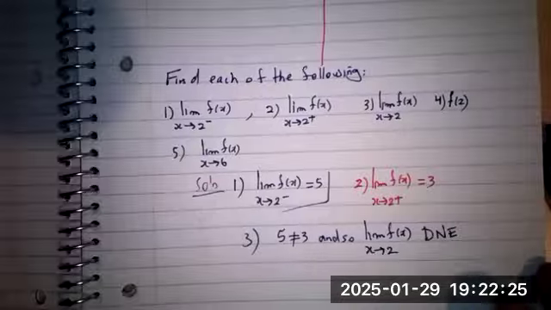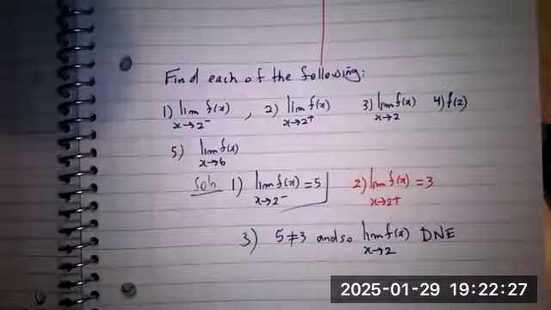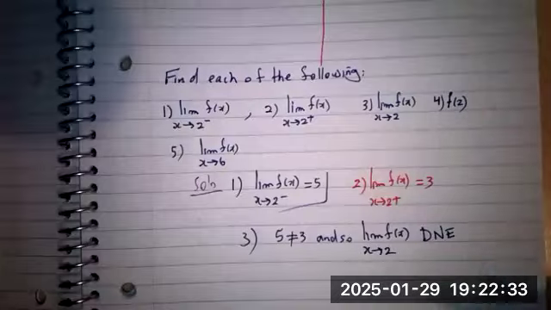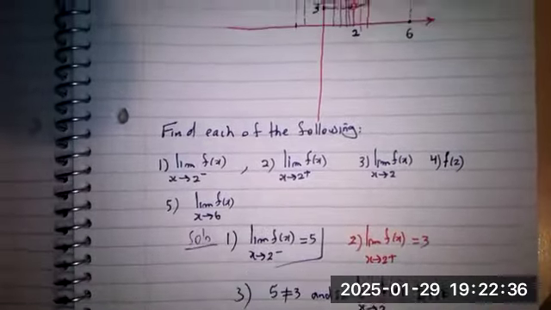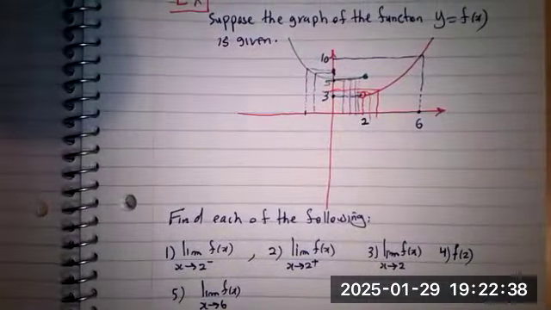Ready for the next part? You see, these are estimations. We estimate the value of the function around 2. But number 4 is an exact value. f of 2 is algebra. f of 2, the value of the function at 2.